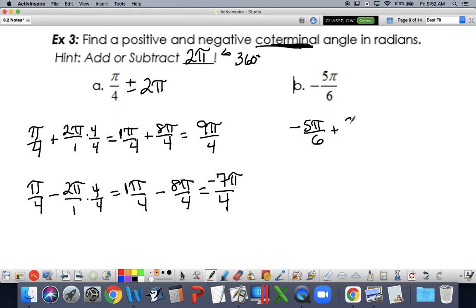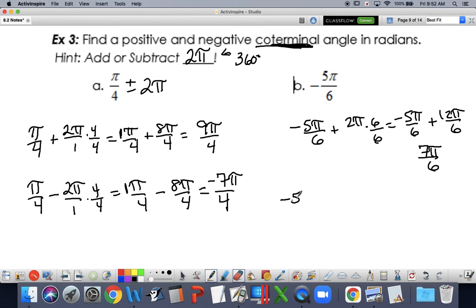We're going to add 2 pi. I need to have a common denominator. So I get negative 5 pi over 6 plus, oh, let me go back a second. I need to have a 6 there. Plus 12 pi over 6, right? Now I have a common denominator. That looks a little bit better. Negative 5 pi plus 12 pi, 7 pi over 6.